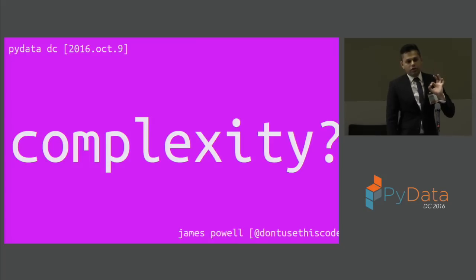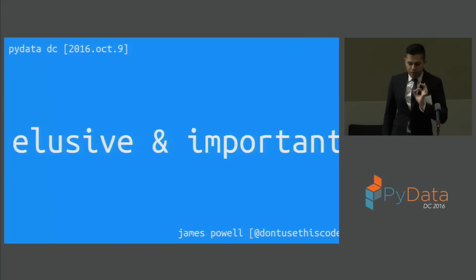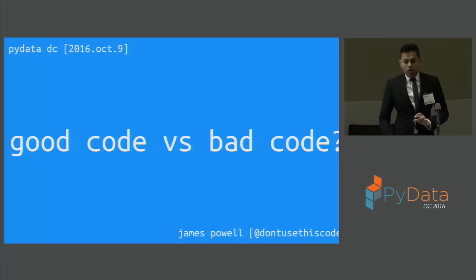I will say, though, that this question of complexity is one that I see come up constantly. It is an elusive question and a very important question. I would say that this is probably one of the most important questions that we ask ourselves as programmers, constantly. The other question would be, how do we determine what constitutes good code and what constitutes bad code? And for those of you who've never seen any of my talks, I can tell you, I already know what good code and bad code is.